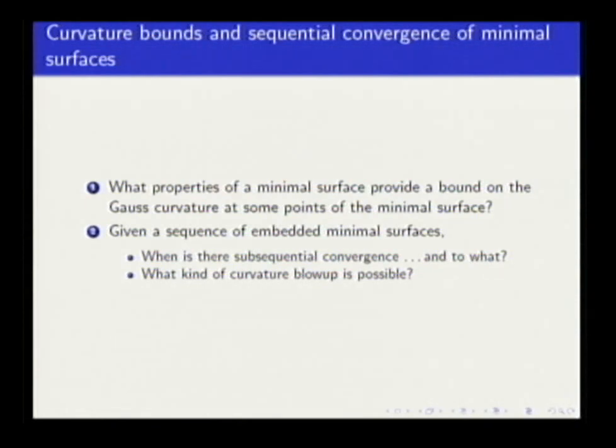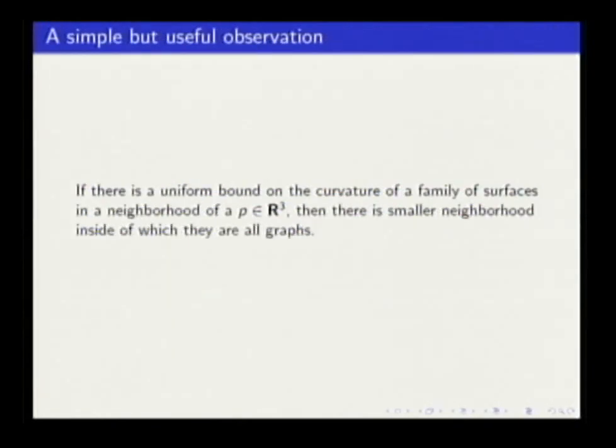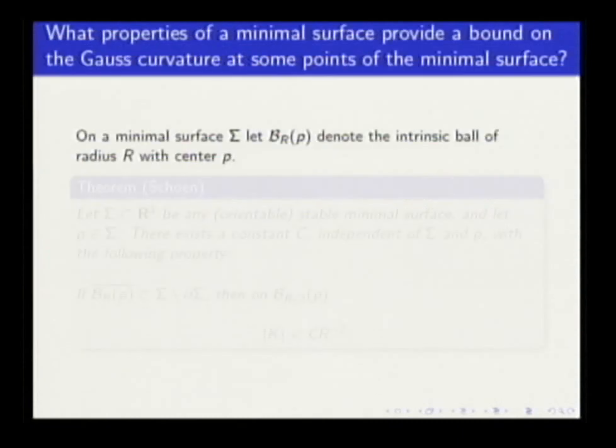So let me just remind you of something simple but useful. If you have a uniform bound on curvature of a family of surfaces, let's say in R3, in the neighborhood of a point, then on a possibly smaller neighborhood, all these surfaces look like graphs. So curvature blowup violates this, but if you have a uniform curvature estimate, you know for this sequence you're going to have nice behavior. Graphical behavior to me is nice.